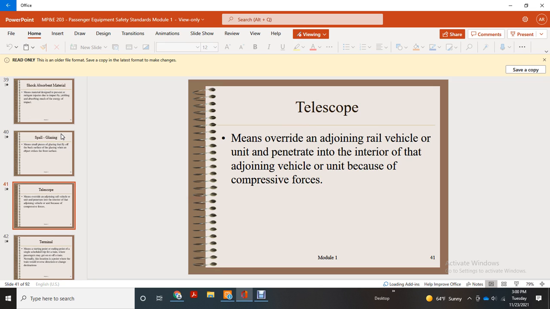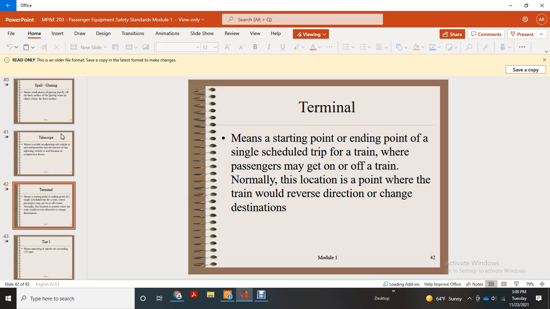Telescope means overriding a joining rail vehicle unit and penetrating the interior of the joining vehicle or unit because of the compressive forces. Terminal means a starting point or ending point of a single scheduled trip of the train, where passengers get on and off the train. Normally, the location is the point where the train would reverse direction, the train's destination.